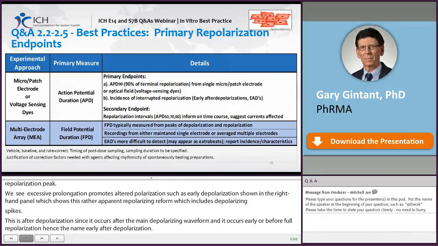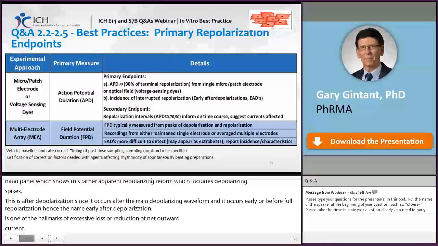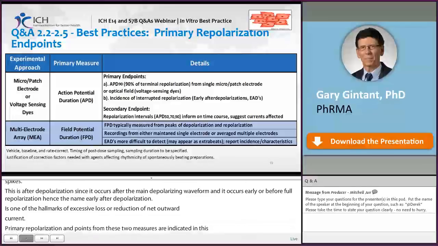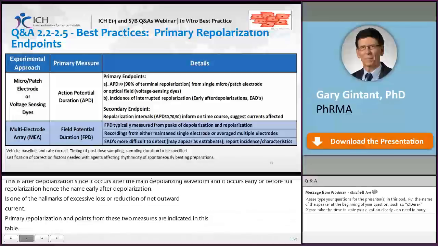Primary repolarization endpoints from these two measures are indicated in this table here. For action potential duration, as we discussed, it's APD90, measuring the time for 90% of terminal repolarization from either single microelectrode or patch electrodes, or from voltage sensing dyes based upon optical field measurements. One also needs to include measures of the incidence of interrupted or altered repolarization, including early afterdepolarizations.